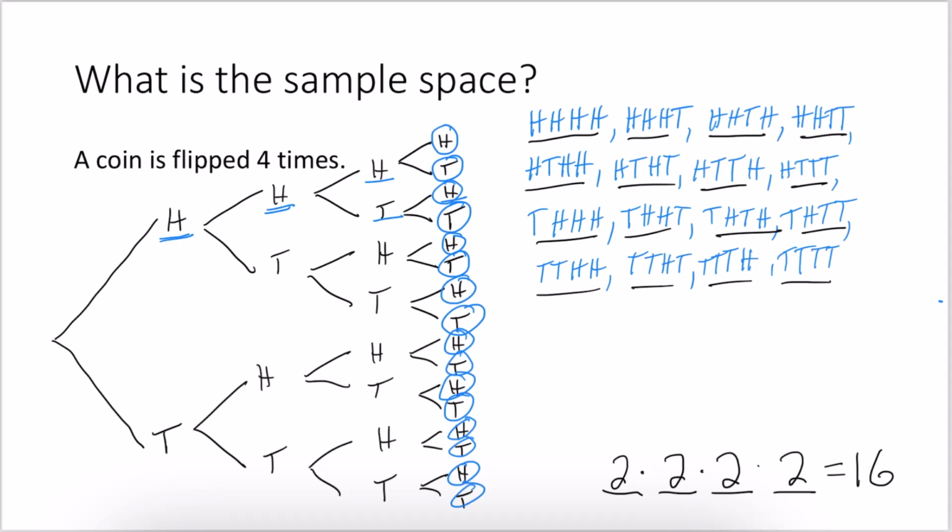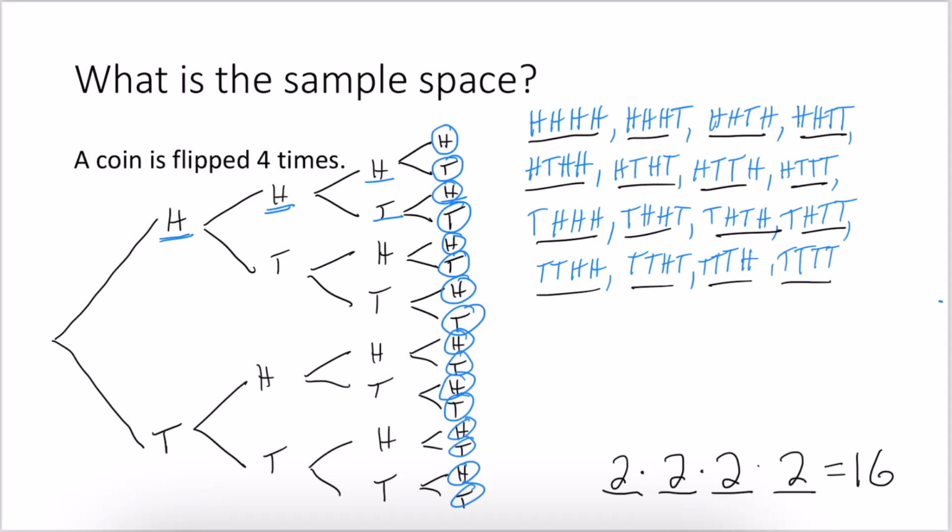Earlier I mentioned you could use this to find the probability of flipping all heads. In that case, you would have 16 outcomes on the bottom of your probability, because there are 16 possible outcomes. And the only one that meets the requirement of being all heads is this first one. So the probability of getting all heads would be 1 out of 16.